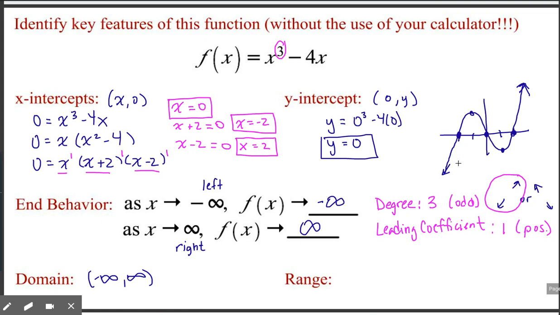The range is able to be determined in this instance because of that end behavior. I can see that this graph will approach negative infinity as well as positive infinity, and because the domain is continuous, I would see it include every single height in between.